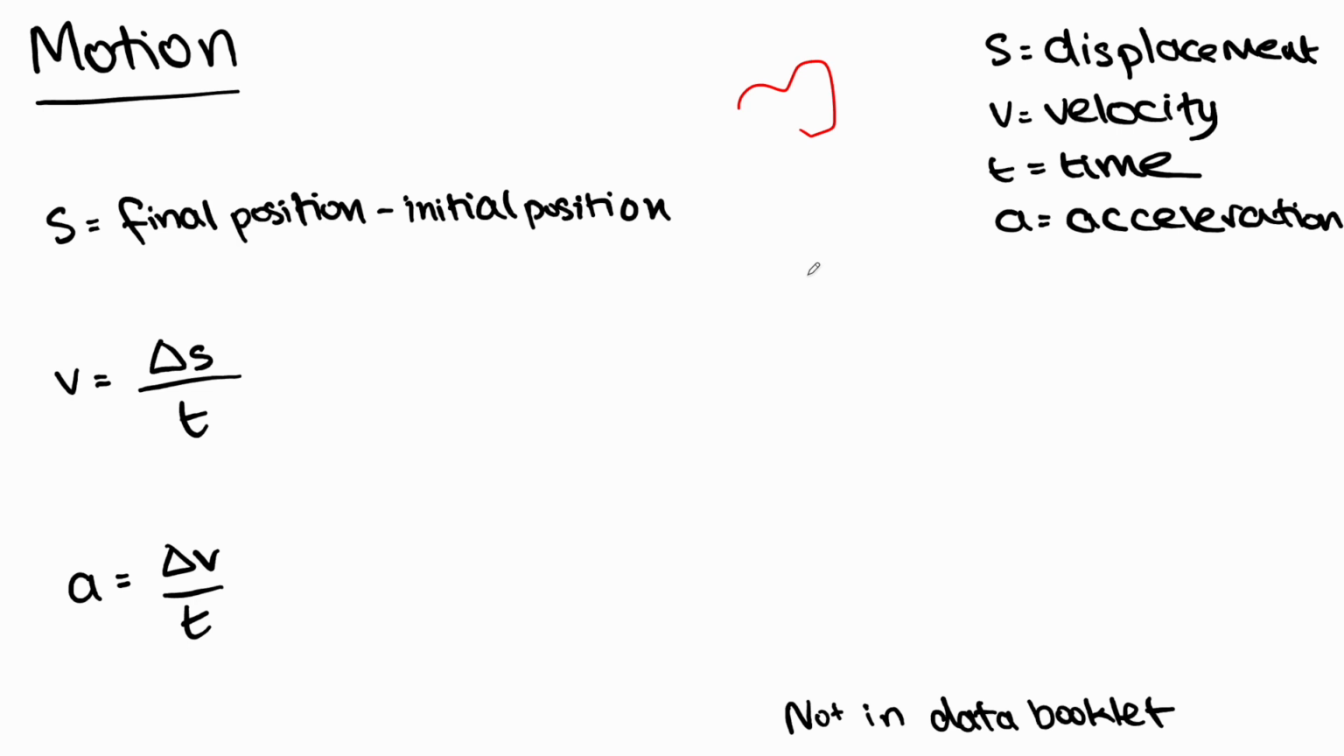Then we've got velocity, which is the change in displacement over time. You can work out speed, which is the scalar version of velocity, using the change in distance over time. And then we've got acceleration, which is the change in velocity or the change in speed over time. These aren't in the data booklet, but you should know them anyway.